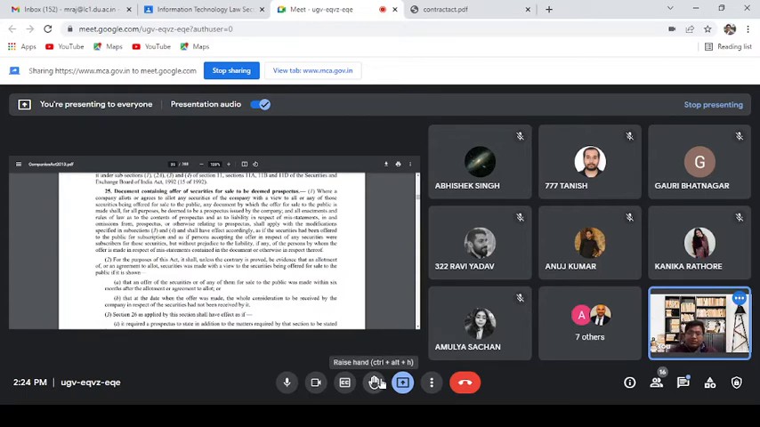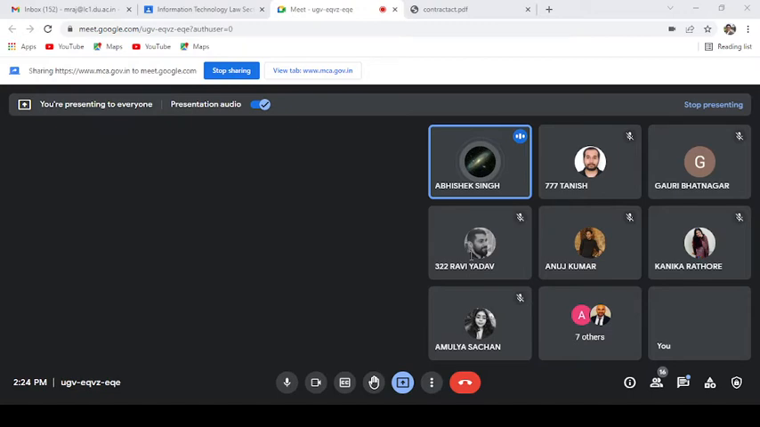Okay, now read subsection 2. Subsection 2. For the purposes of this Act, it shall, unless the contrary is proved, be evidence that an allotment of or an agreement to allot securities was made with a view to the securities being offered for sale to the public if it is shown: A, that an offer of the securities or of any of them for sale to the public was made within 6 months after the allotment or agreement to allot, or B, that at the date when the offer was made, the whole consideration to be received by the company in respect of the securities had not been received by it.